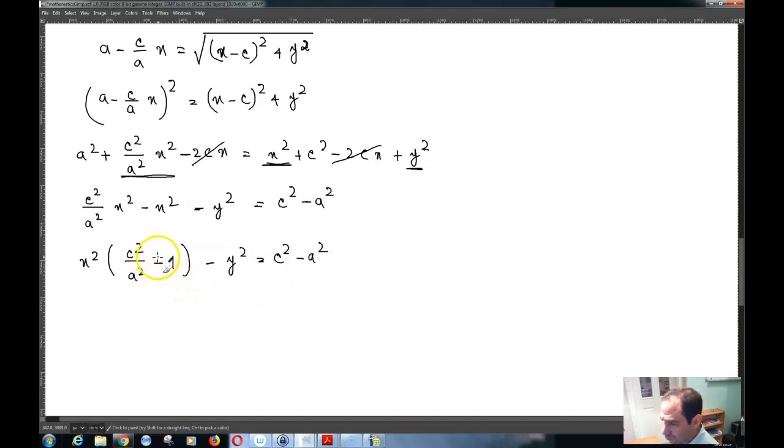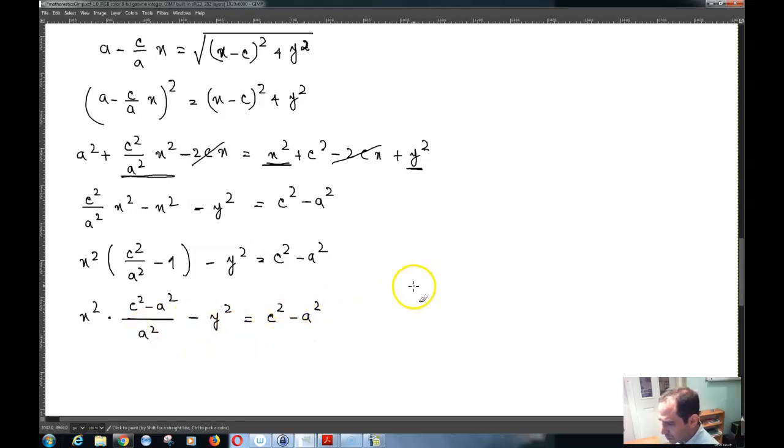And well, you know that, let me write this as x squared times c squared minus a squared over a squared, minus y squared is equal to c squared minus a squared.